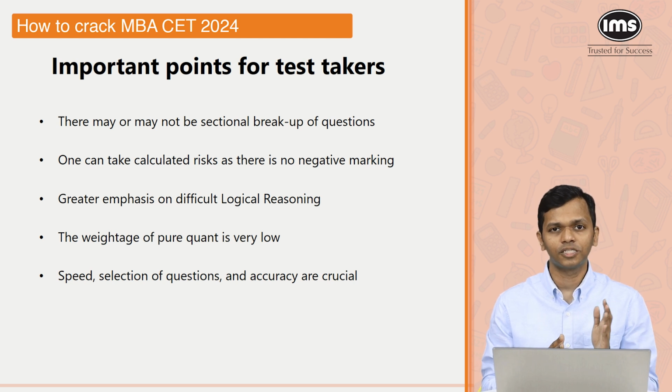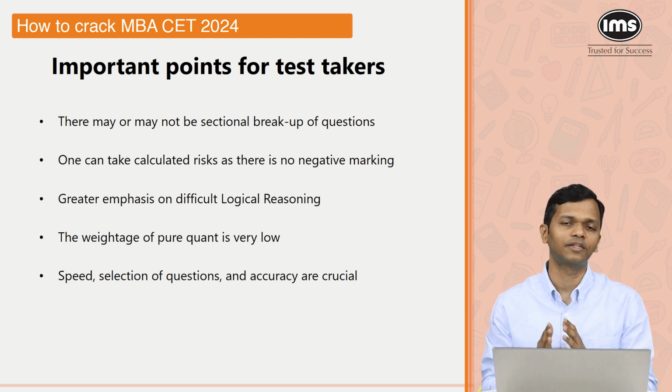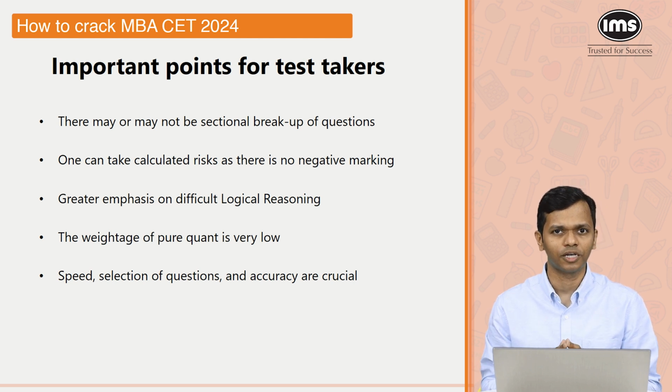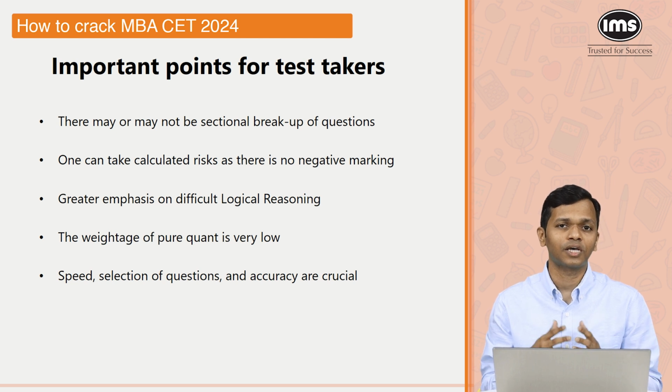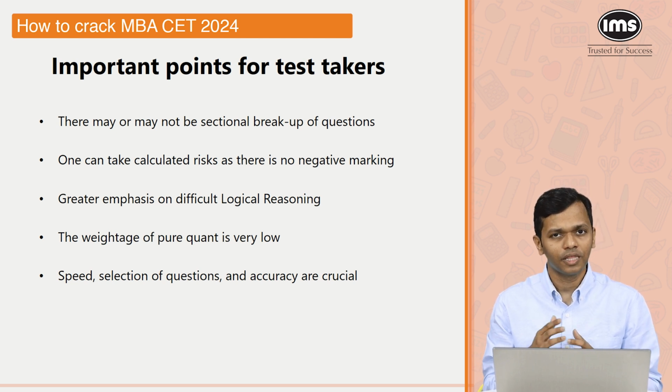And finally, the speed, the selection of questions, and the accuracy. All these 3 things are extremely crucial to get a high score. If you are fast but your accuracy is a problem, then your score will be on the lower side. Versus if, let's say, you are somebody who has high accuracy but you are slow, then also you'll not be able to hit the score that you need.